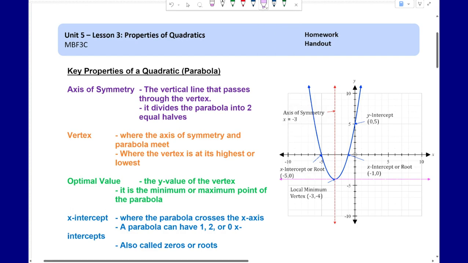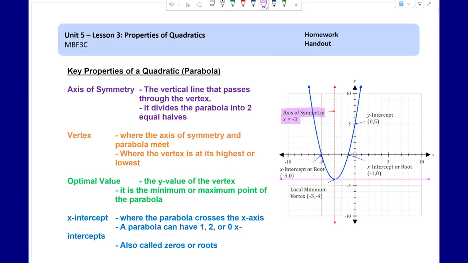So the first one is the axis of symmetry. The axis of symmetry is a vertical line that passes through the vertex and divides the parabola into two equal halves. So our axis of symmetry is right here and it has an equation of x equals -3. And if we look at this red line, that represents the axis of symmetry.